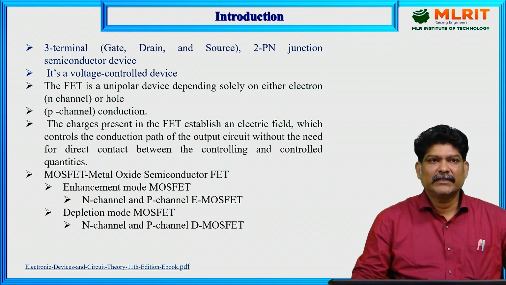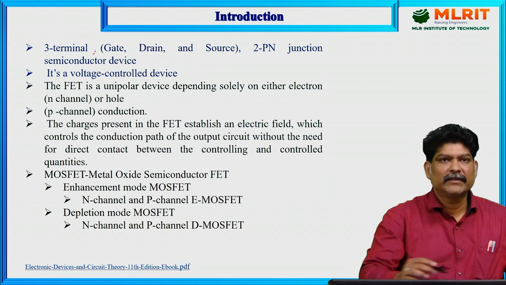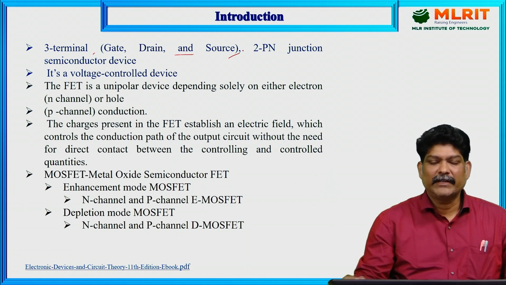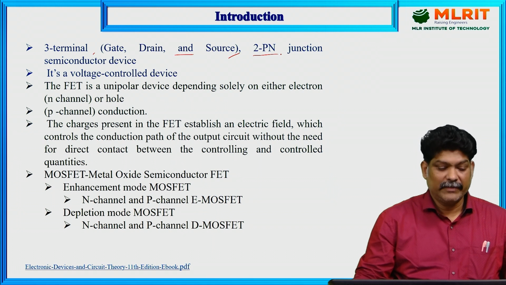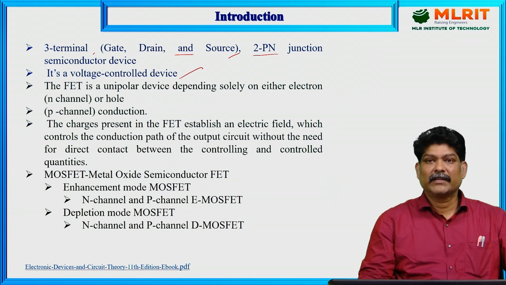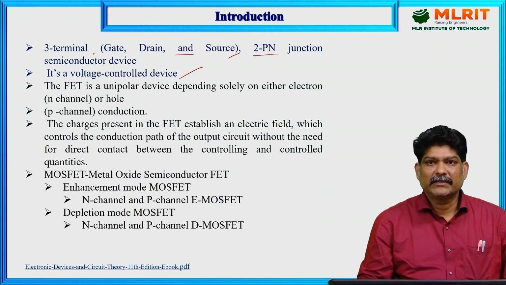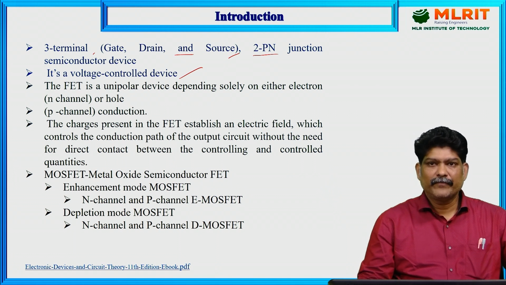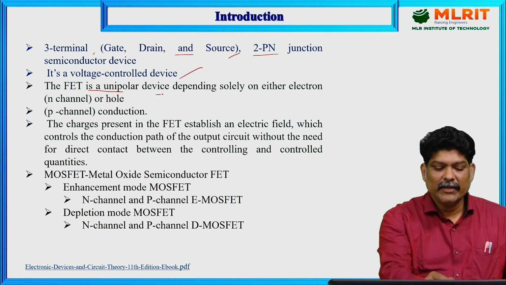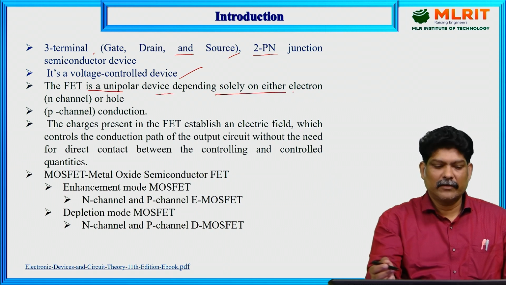Coming to the introduction to the MOSFET: the MOSFET is a 3-terminal device. It has gate, drain and source as the 3 terminals, and it is a 2 PN junction semiconductor device. It's a voltage controlled device. Just like the FET, the field effect transistor, the MOSFET is also a voltage controlled device. The FET is a unipolar device depending solely on either electrons or holes.